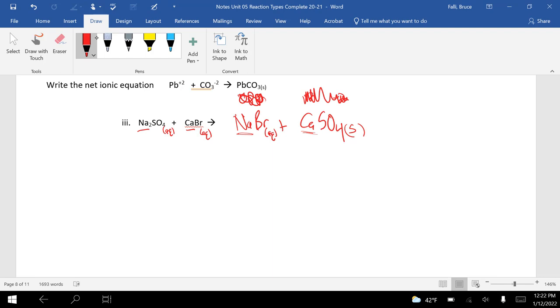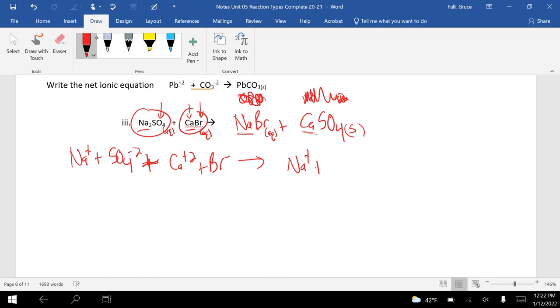Okay? So if I write them all out as ions, I've got Na positive plus SO4 negative 2, right? Then I've got plus Ca plus 2 plus Br minus. Remember, I get the charges from the periodic table or from my ion list. Yields, got to write this one as ions too, Na positive plus Br negative. And then the only thing I write together is my precipitate, plus CaSO4 solid. Okay.